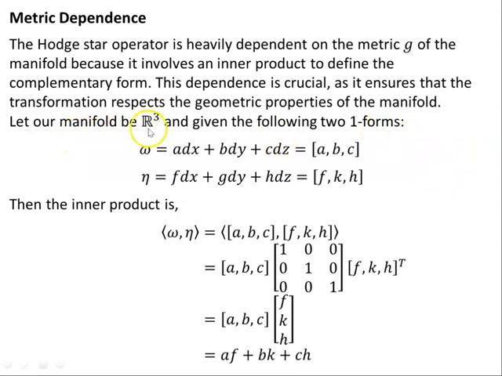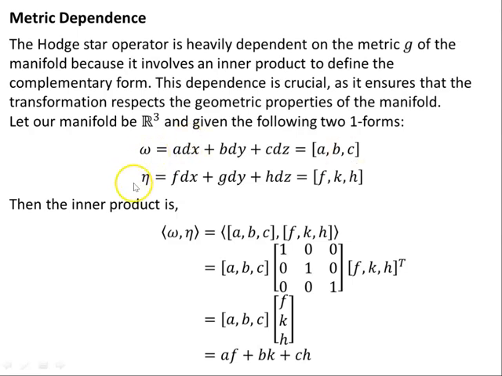So let our manifold be R3, three-dimensional Euclidean space, just to keep things simple and communicate the idea. Given the following two one-forms, each is a one-form, omega is a dx plus b dy plus c dz, where a, b, and c are constants. When we write this as a row vector, a covector, with a, b, c, it's implied that dx, dy, dz are in there. We don't need to explicitly write them; we understand that they are there.